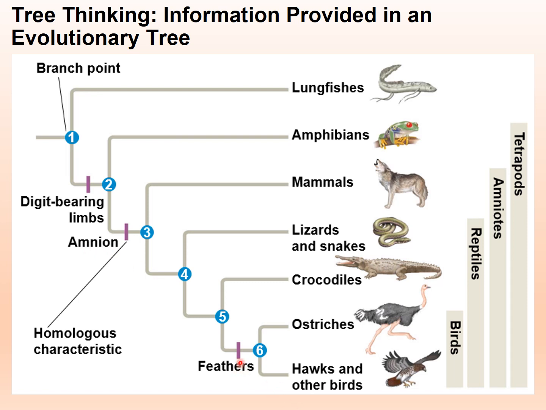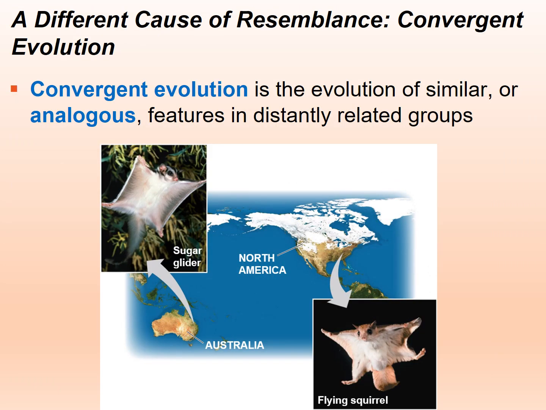The same thing would be true for the amnion and the feathers, except feathers is only a homologous trait that's shared between, in this particular tree, ostriches and the hawks and other birds. The amnion is a homologous trait that's shared among the mammals, the lizards and snakes, the crocodiles, the ostriches, and the hawks and other birds. So at this point, each one of these will be homologous characteristics, and that's how a tree is built. Now, convergent evolution is another concept which complicates the construction of an evolutionary tree.